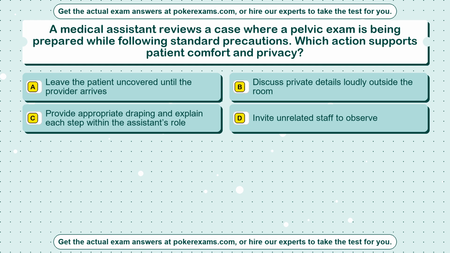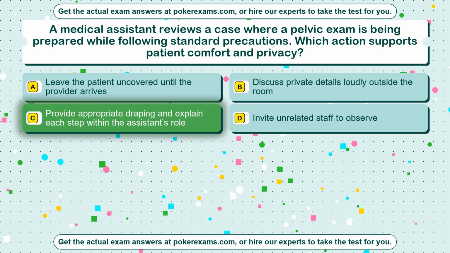A medical assistant reviews a case where a pelvic exam is being prepared while following standard precautions. Which action supports patient comfort and privacy? Option A, leave the patient uncovered until the provider arrives. Option B, discuss private details loudly outside the room. Option C, provide appropriate draping and explain each step within the assistant's role. Option D, invite unrelated staff to observe.